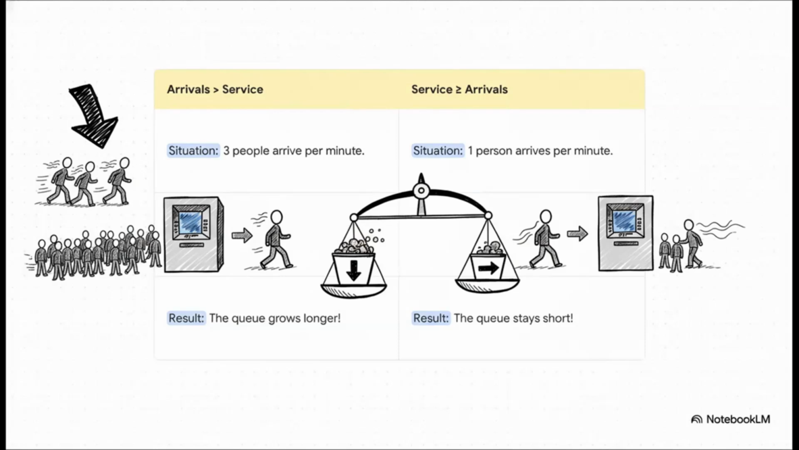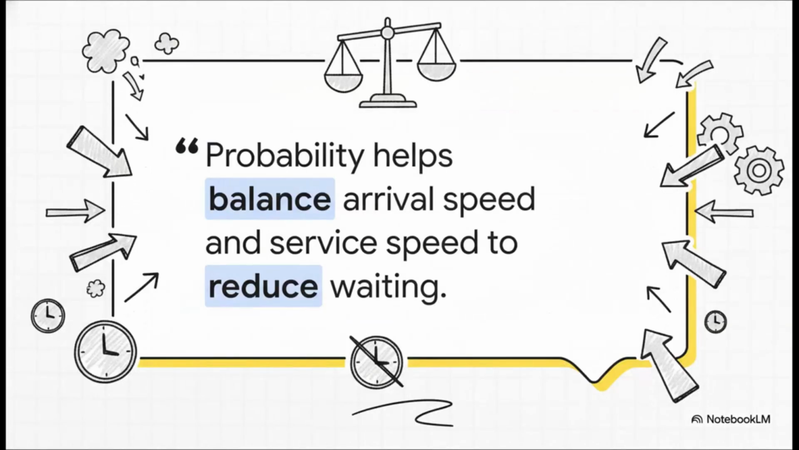The line is just going to get longer and longer. But now look at the right side. If people are arriving slower than the machine can serve them, the queue stays short, or maybe there's no queue at all. It's all a balancing act. So here's the most important point to take away from this. Probability is the tool that gives us the insight to balance these two things, the speed of arrivals and the speed of service. By understanding how people usually arrive, we can adjust how we provide the service to match it. And that's how you stop long lines before they even start.